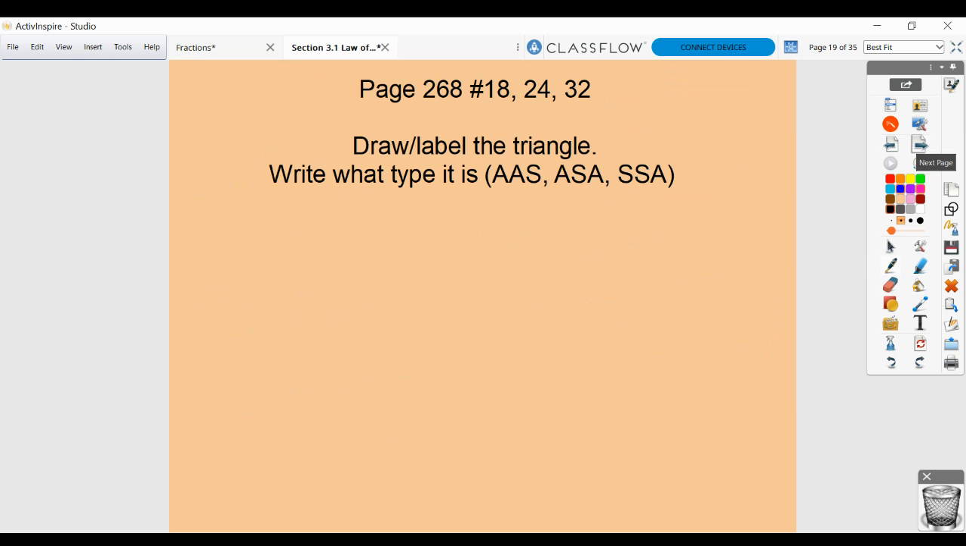Okay, so this video went along with the side-side-angle triangles. You had 1 triangle, 2 triangles, or no triangles.